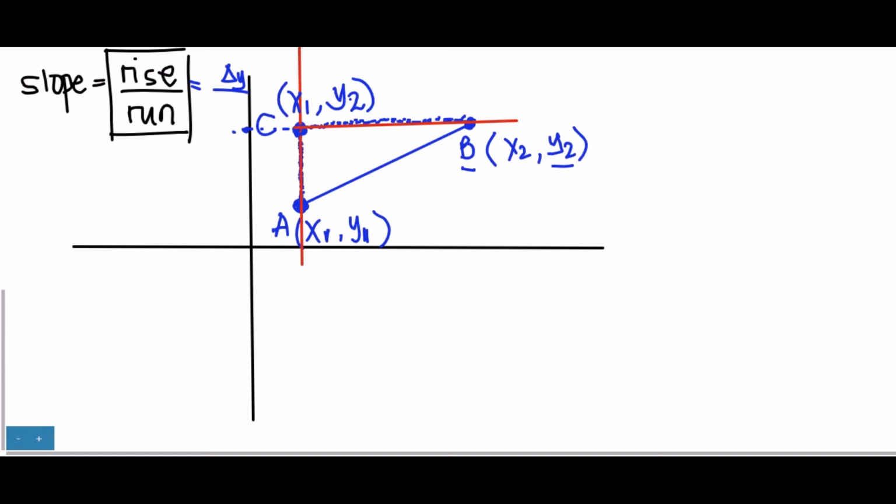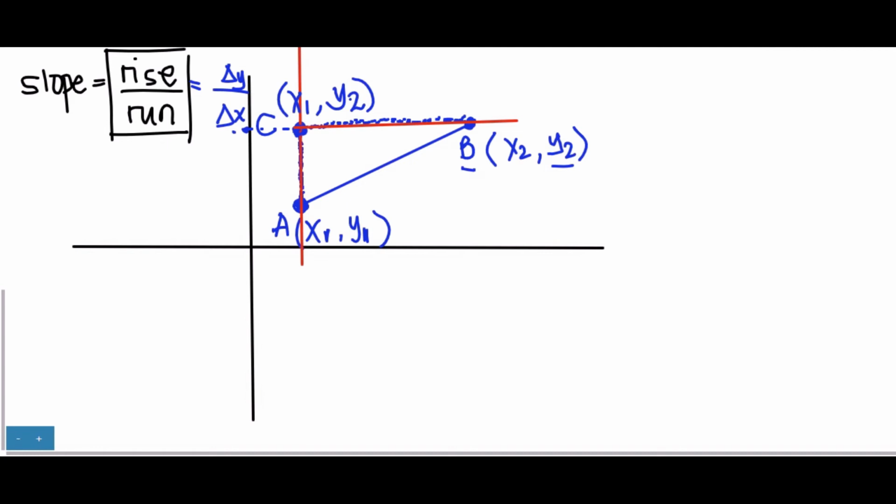Now, why is this helpful? Before we deal with this one, I want you to know that this is the reason why the run is also denoted as the change in x, because the changes only happen in the x coordinates, since the y values are just the same, because it is horizontally aligned.